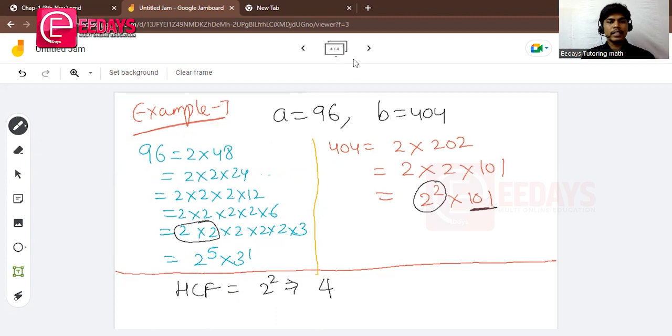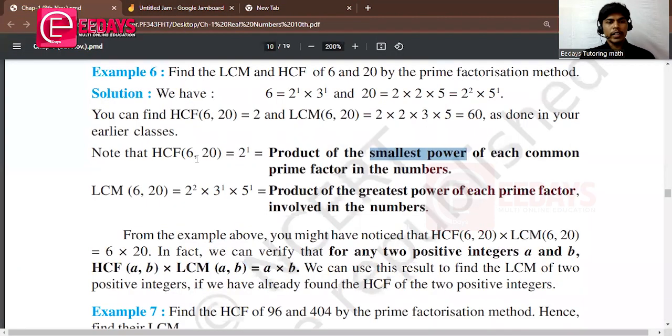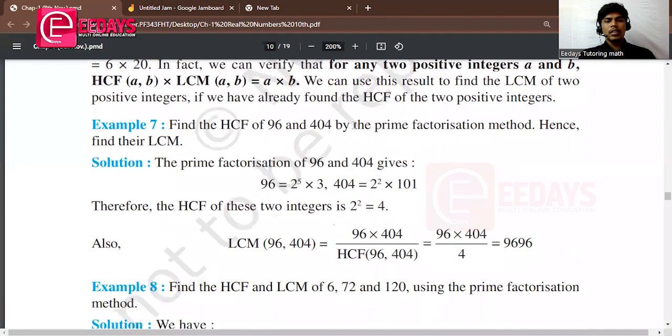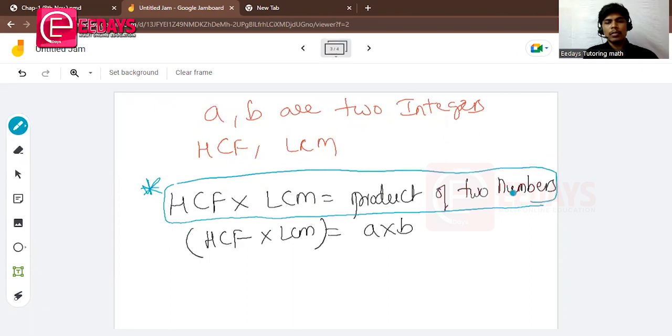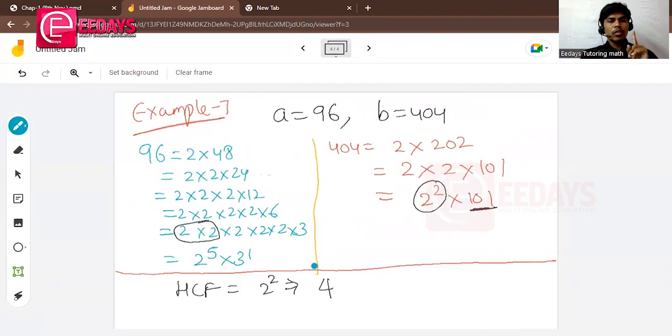After getting the HCF, what is the sum? What do we need to find in example 7? You need to find LCM. How to find LCM? The formula, which we just now learned, is HCF into LCM is equal to product of two numbers. HCF we already got, 4, and the two numbers we also know.